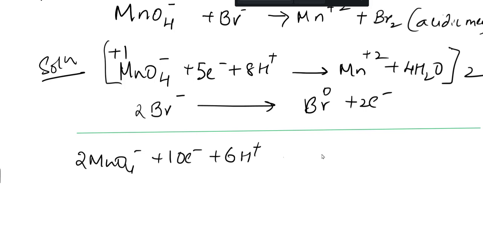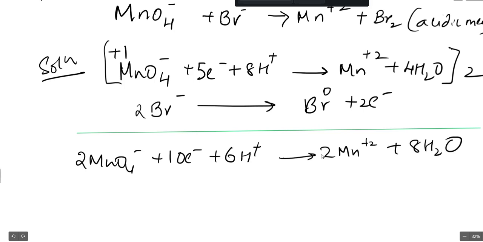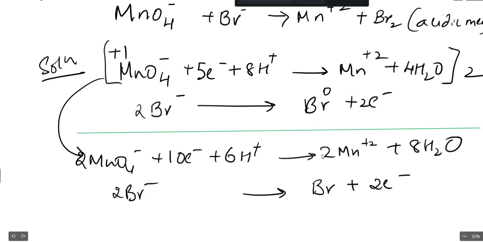Now I'm writing the first reaction only, and this comes to 2 Mn plus 2. Water, how much does it come to? 8 water molecules. Here, if I write the second reaction, 2 Br minus is giving me Br2 plus 2 electrons. I have copied the same reaction. Right, students? This is fine. Any confusion? No. Now 2Br minus gives me Br2. This is Br2.